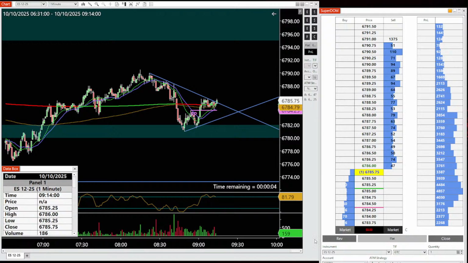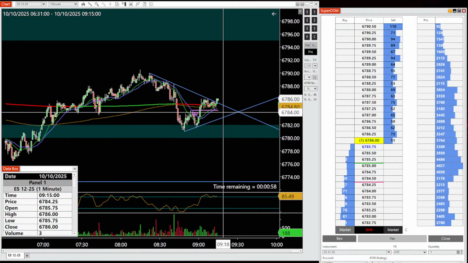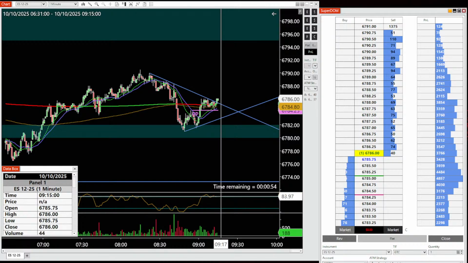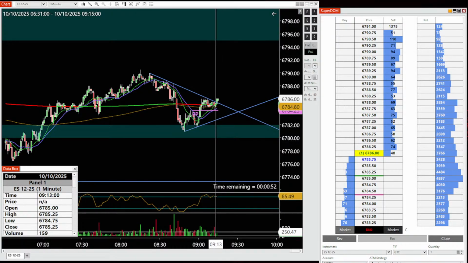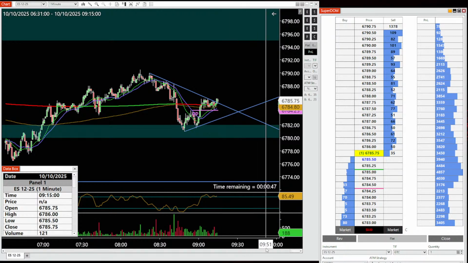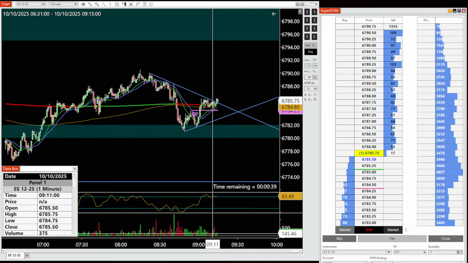pre-market, and I like this breakdown here. It looks like it could go. Up here we could have some momentum. Let me see. Had a red volume coming in, a little bit, not a lot. Some volume here.